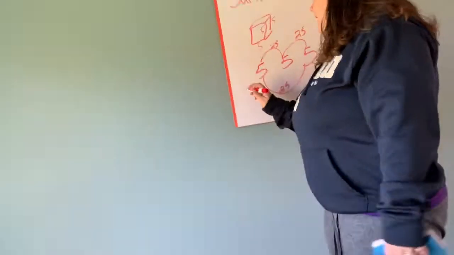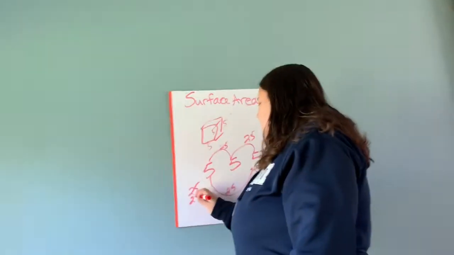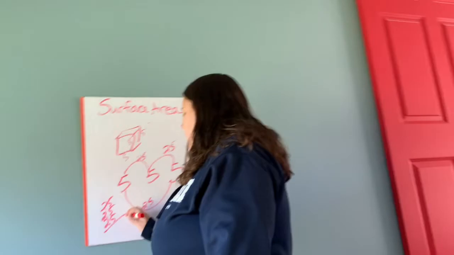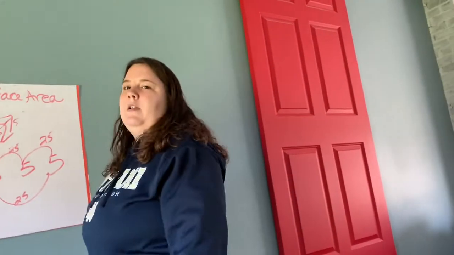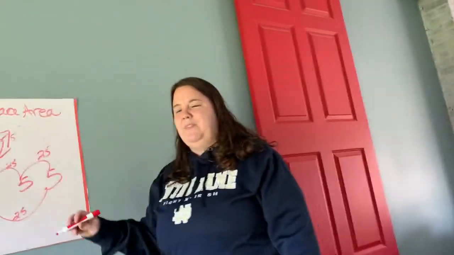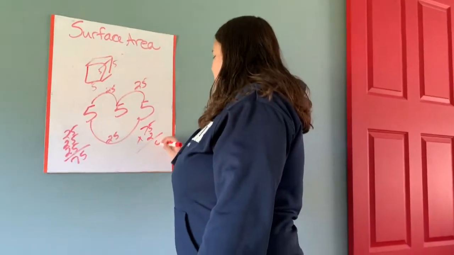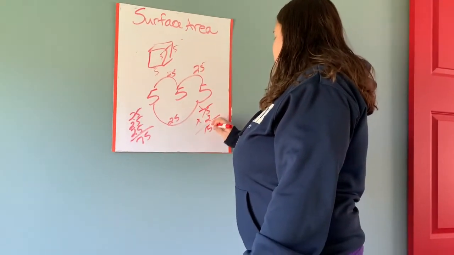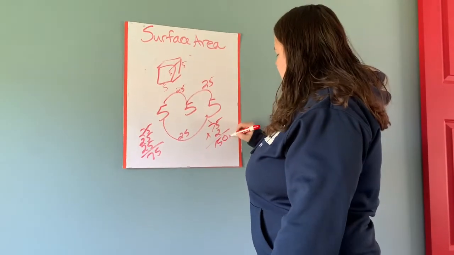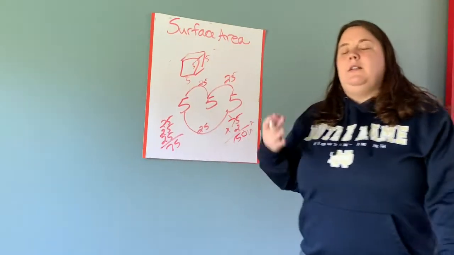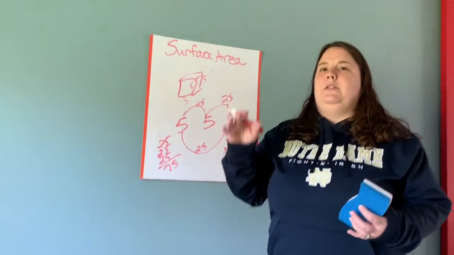Step 2, add them up. 25, 25, 25, which is 75. Last step is multiply by 2. 75 times 2 is 150. Let's call it 150 inches squared. Clown face, add them up, multiply by 2.